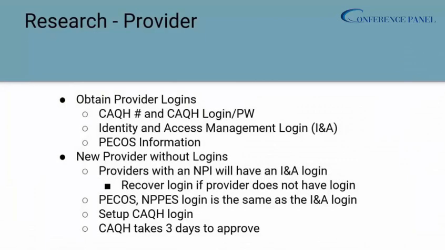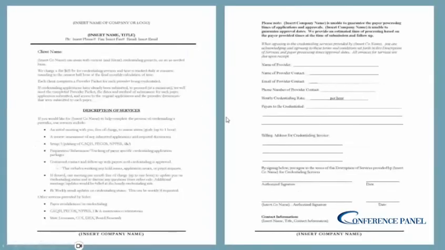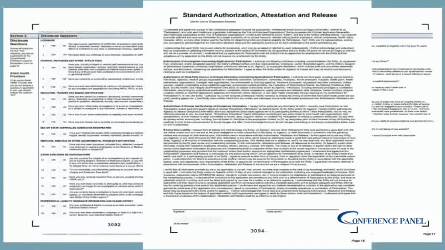New providers may be without logins. Here, right now on your screen, is an example of the provider enrollment form and the documents required for credentialing form for the provider. So, the provider required documents checklist. This here is an example of a welcome letter and contract together. This right here is an example of the CAQH attestation form. This is basically the last 3 pages of CAQH.